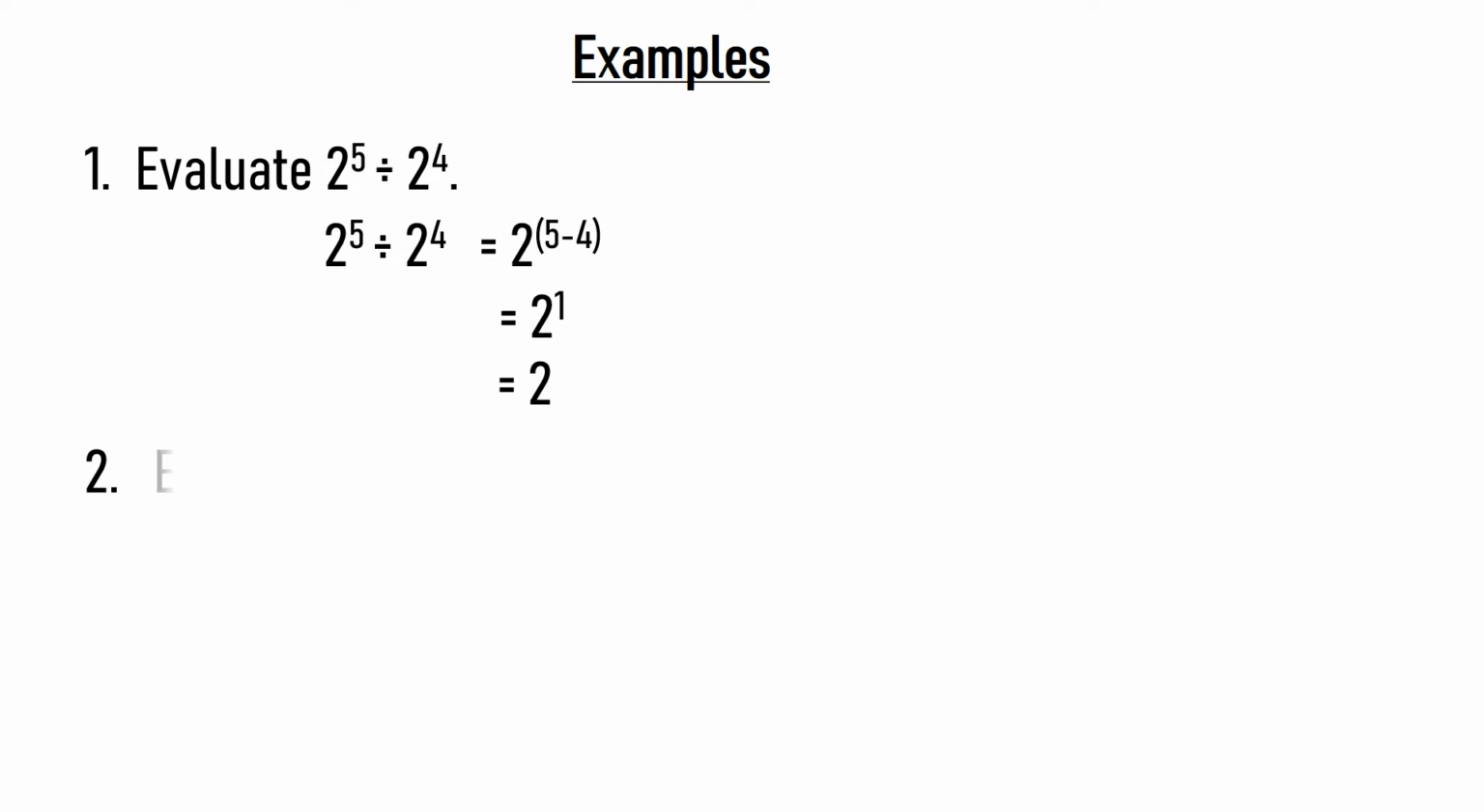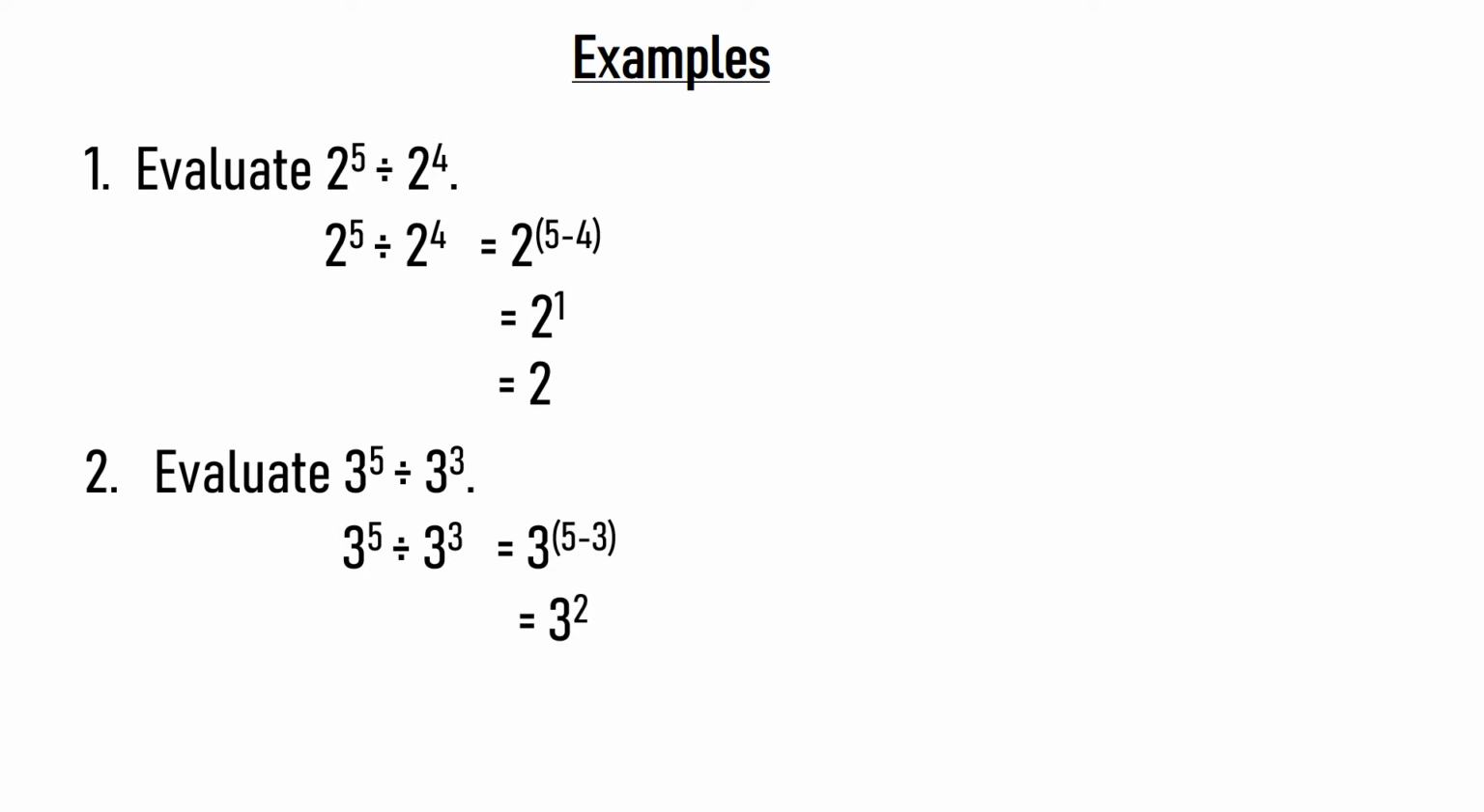Second example, evaluate 3 power 5 divided by 3 power 3. 3 power 5 divided by 3 power 3 is the same as 3 power 5 minus 3, which is 3 power 2. 3 power 2 means 3 times 3, which is 9.